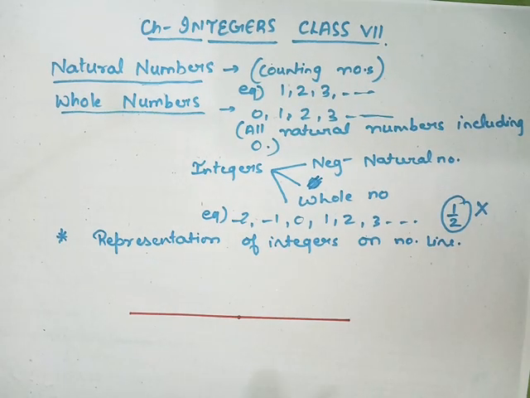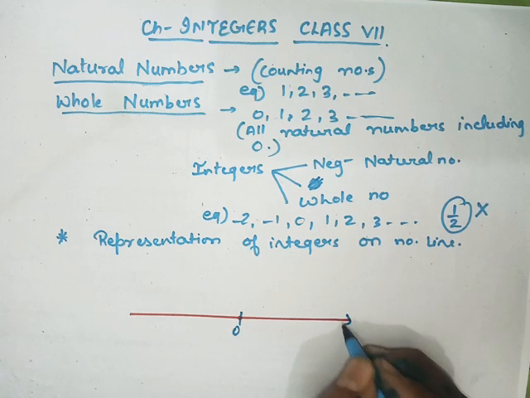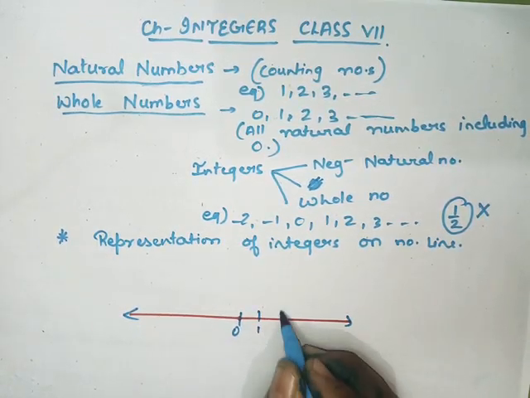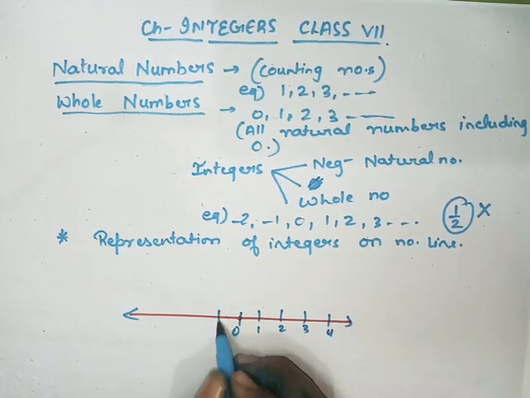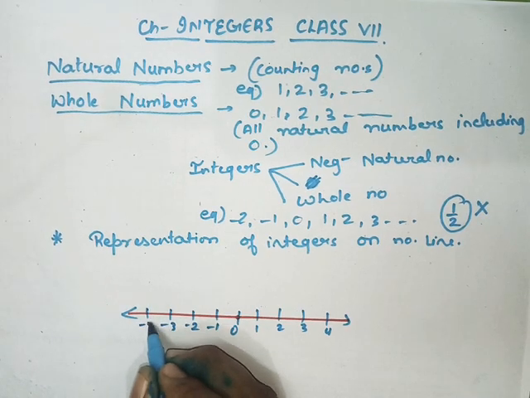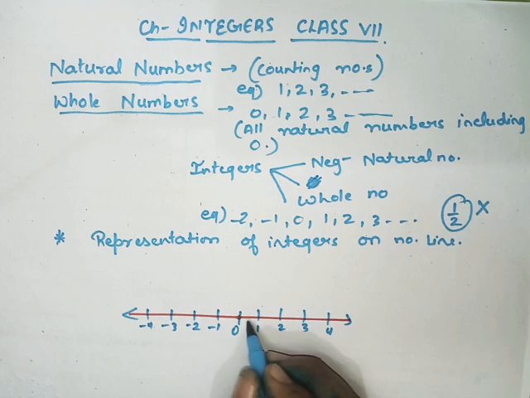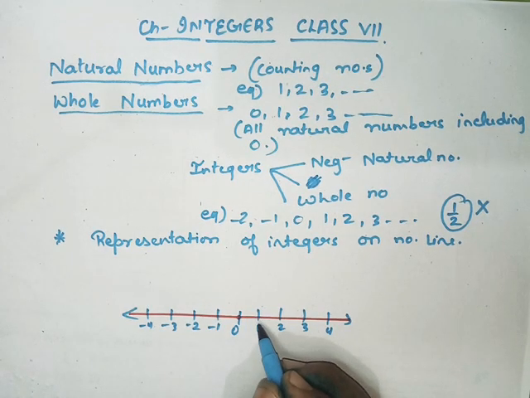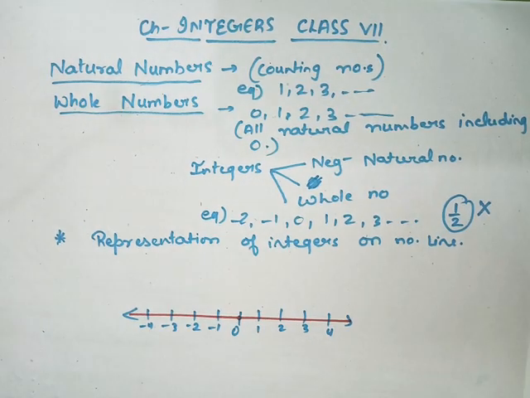I will mark the values: here it is 0, and the right hand side are the positive values and the left hand side are the negative values, means 1, 2, 3, 4. We can mark further also, and -1, -2, -3 and -4. The gapping means the scale should be the same: I have left 1 centimeter from 0 to 1, 1 centimeter from 1 to 2, means these gappings must be equal.